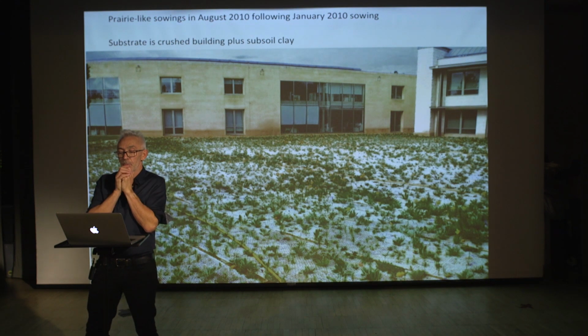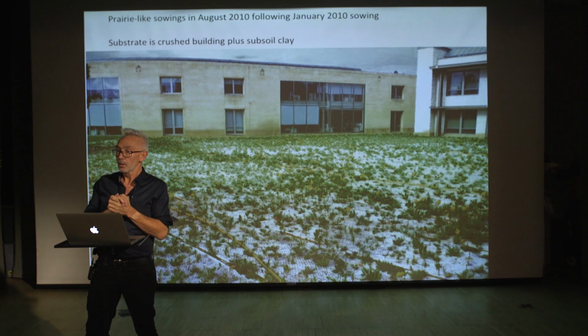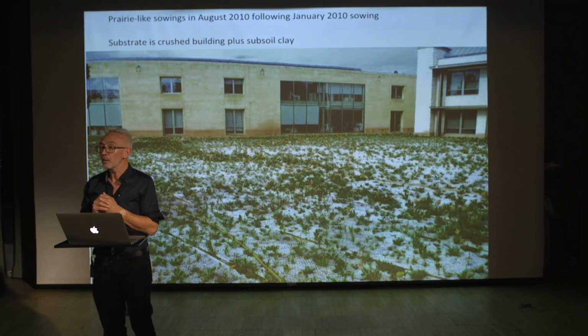And this is really interesting, much more interesting than it looks, because the soil here is not soil. The soil here is a building that was previously there that we crushed on site. So this soil is crushed building, mostly crushed concrete, so it's very alkaline. It's got no nitrogen. It's got quite a lot of phosphorus and potassium in it. And we mixed it with subsoil clay, and that saved them £250,000 in terms of taking the building off site, so they were very happy.